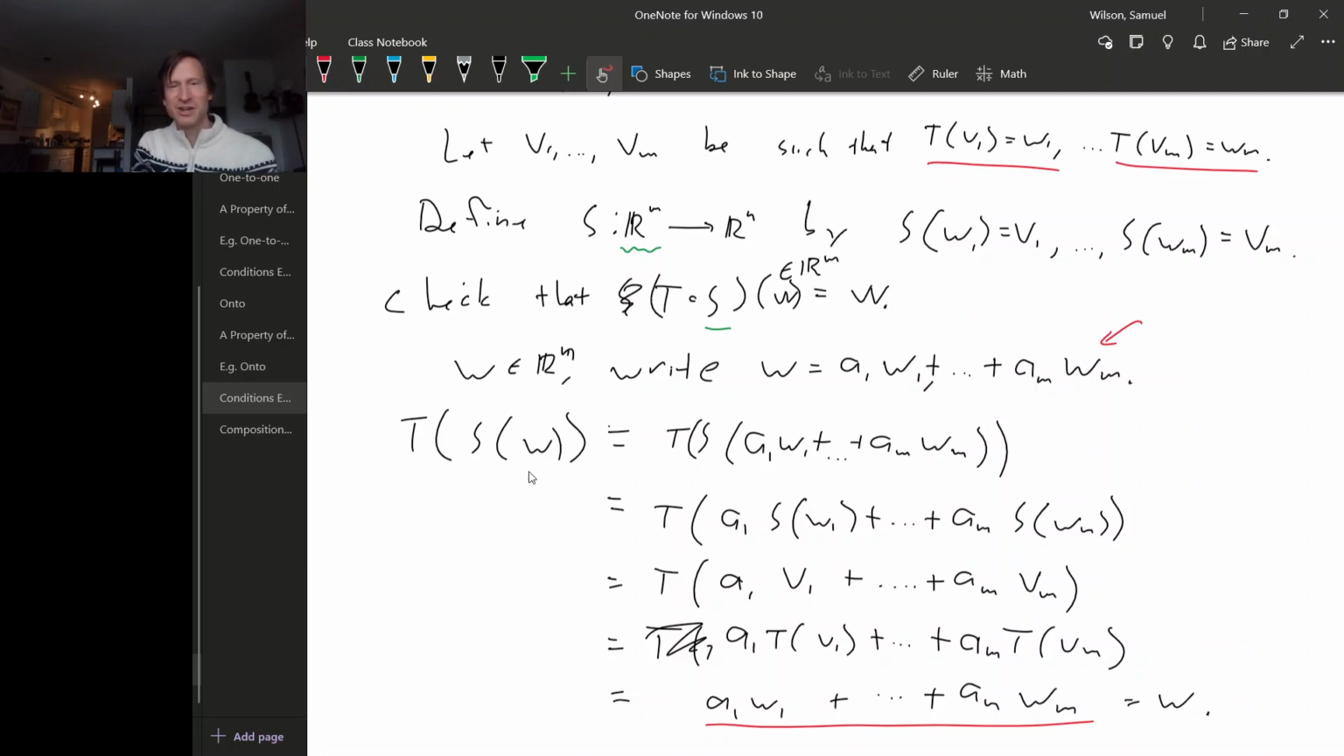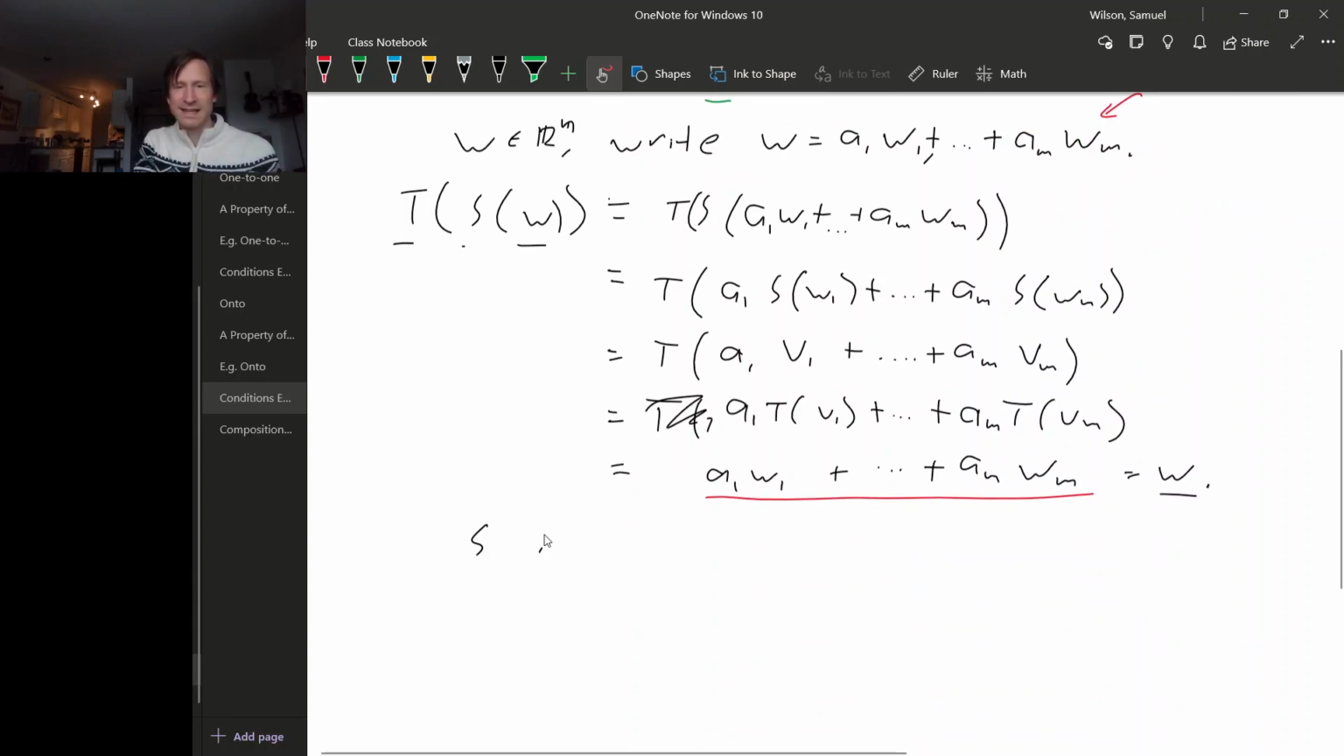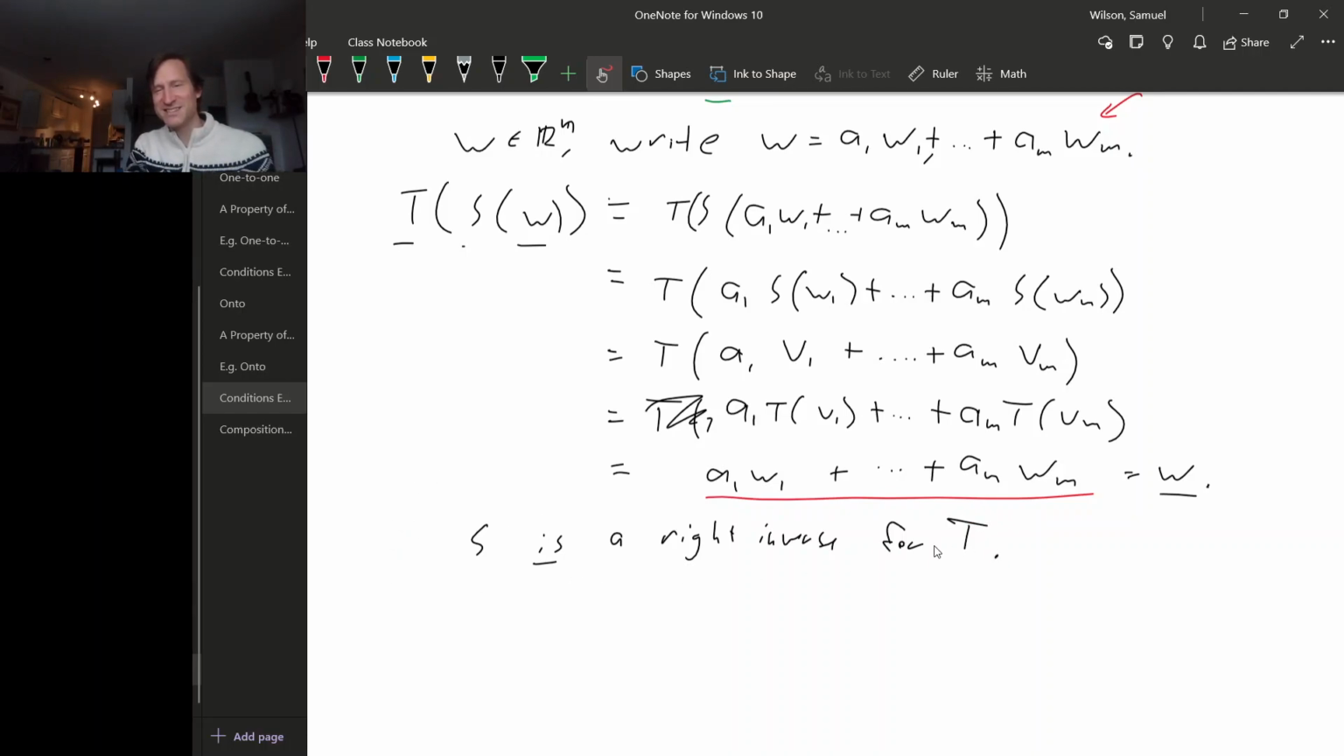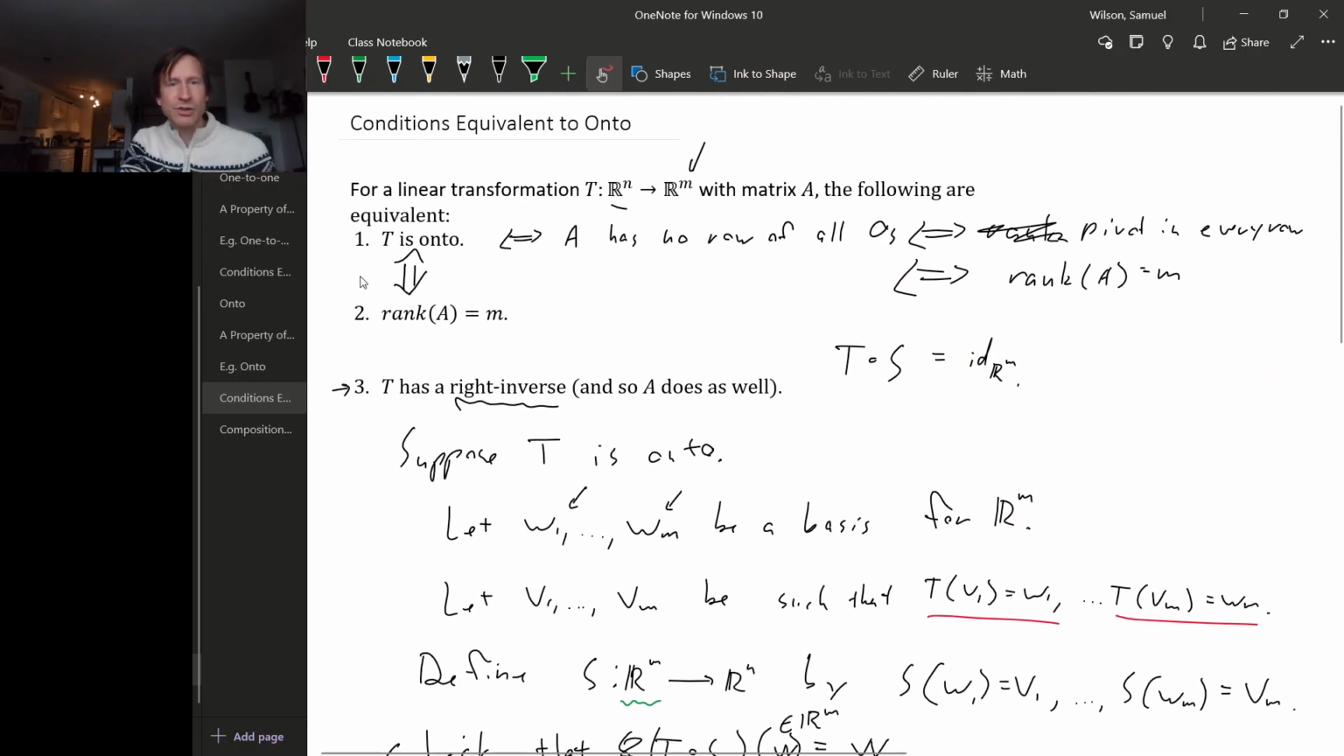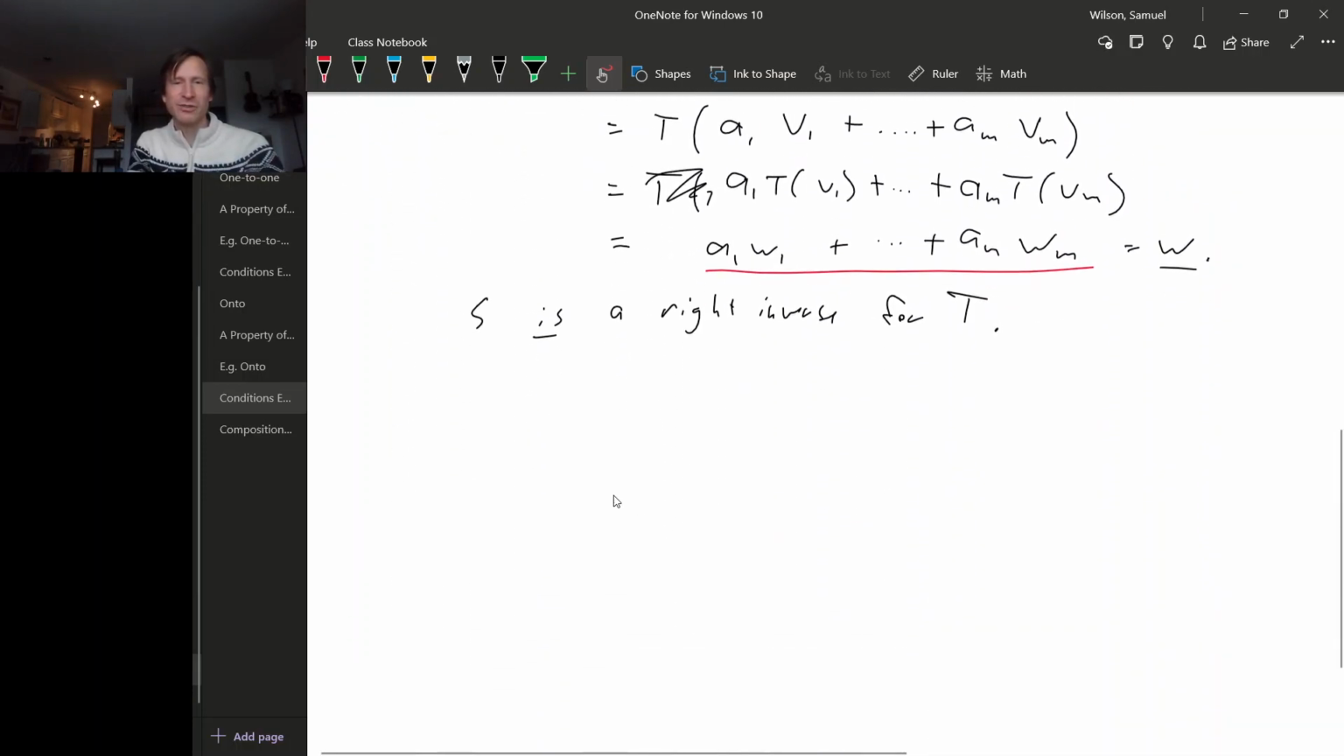Right, so we found that T of S of W is just W, and that means that S is a right inverse for T. Also, it means the matrix of S is a right inverse for the matrix of T. All right, so we showed that 1 implies 3. Now let's do it the other way around. Let's suppose we have a right inverse. Let's show that T is onto.